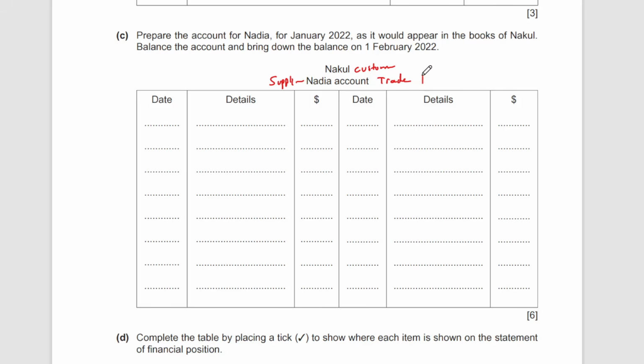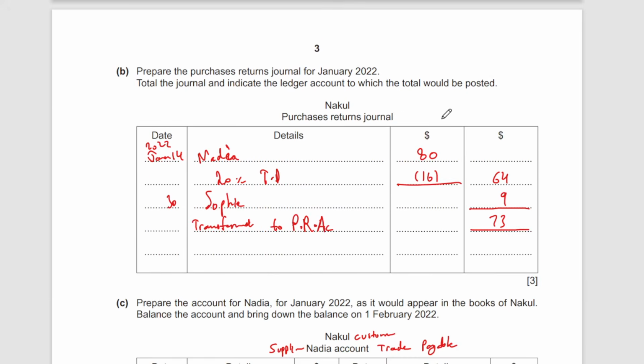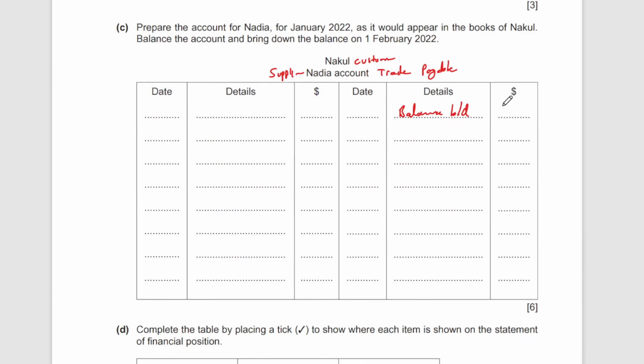Now, logically speaking, if Nakul owes Nadia as a customer, he has to pay Nadia. Nadia is a liability for Nakul. It's a trade payable. Can we say that? Of course we can say that. It's a trade payable, isn't it? So it will start with the credit balance. The balance brought down will be credit by how much? By 450. 450. Very good. What's the date? 2022, January 1st. Okay.